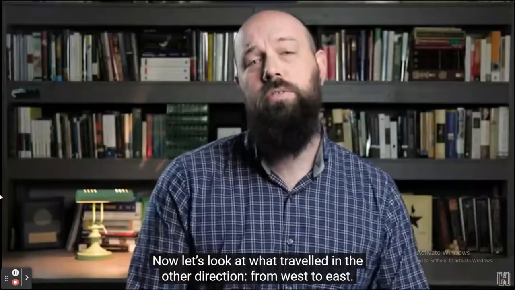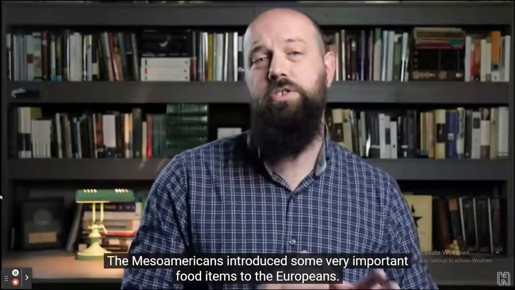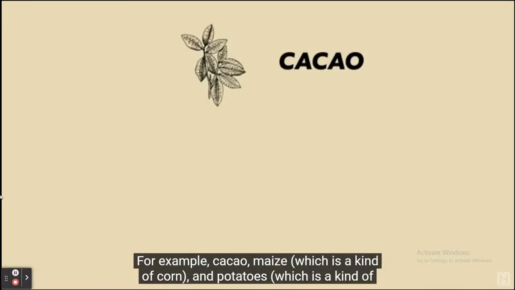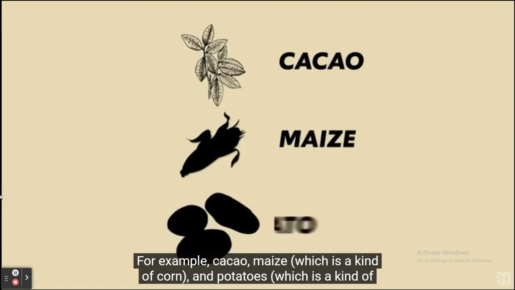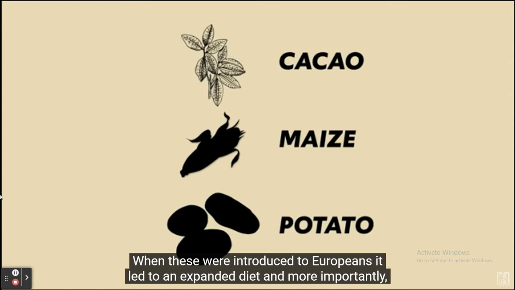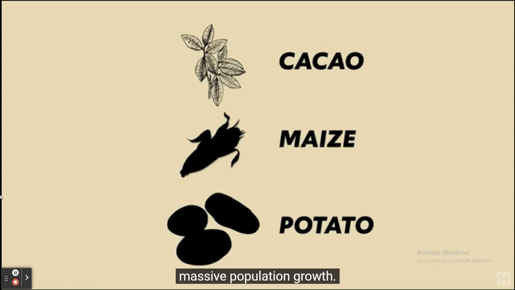But there's also some food that traveled from the west to the east. The Mesoamericans introduced some very important food items to the Europeans. For example, you had cacao, also maize, which is a kind of corn, and potatoes. And when these were introduced to Europeans, it led to an expanded diet and, more importantly, massive population growth.